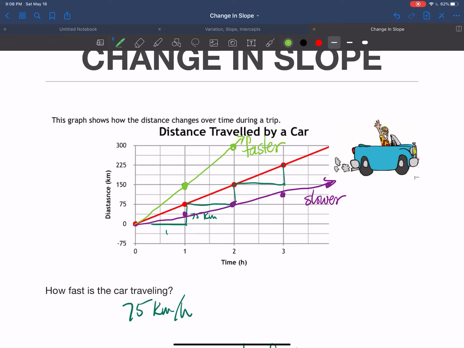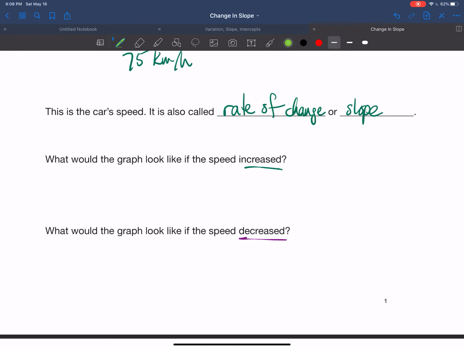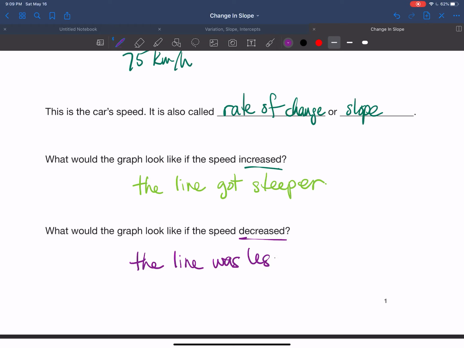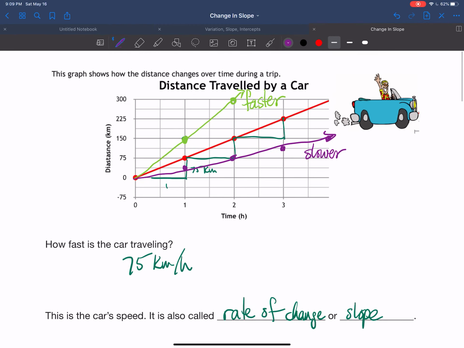So what happens to our graph? If we compare it to the red one, when we increased the speed, the line got steeper. And when we decreased the speed, the line was less steep. Okay, so the steepness of the line changes depending on what the rate of change is, or the slope.